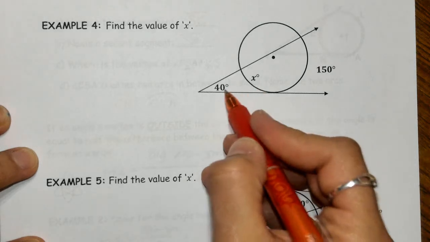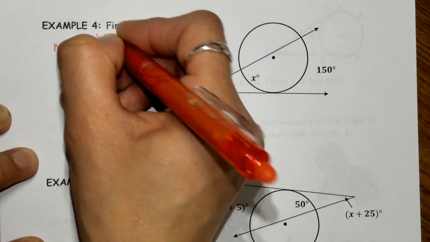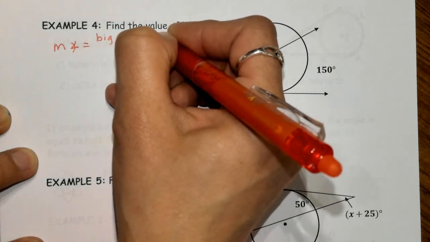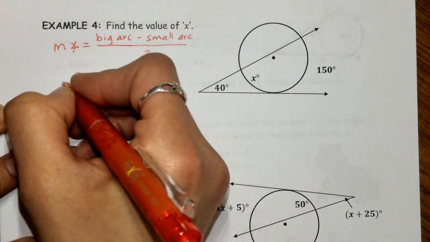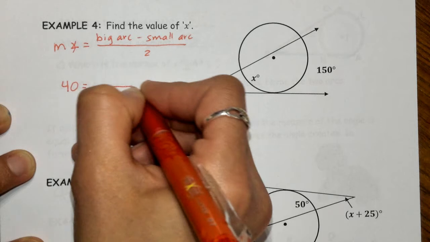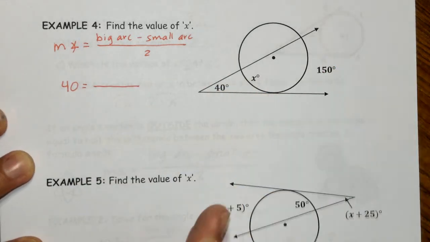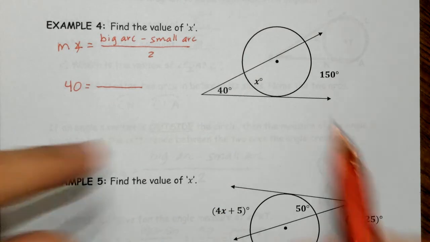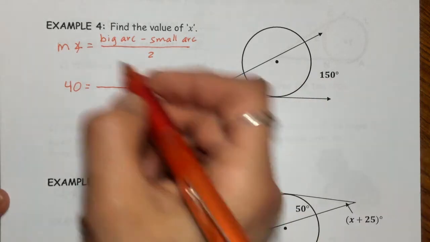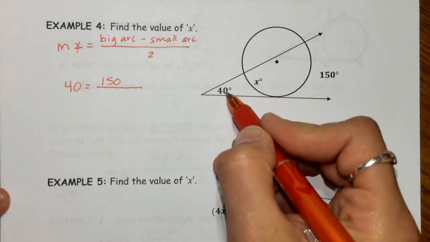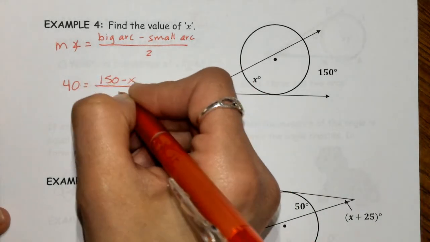We have the measurement of our angle. I'm just going to go ahead and rewrite the formula. The measurement of the angle equals big arc minus small arc divided by 2. Well, we have the measurement of the angle, which is 40. We're going to set that equal to the big arc, which is the furthest away from that angle, the bigger distance from the vertex. So the bigger arc is always the biggest distance away. So that 150, minus the small arc, which is always the smallest distance from that vertex, minus x, divided by 2.